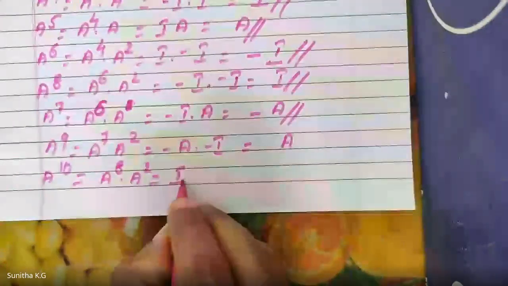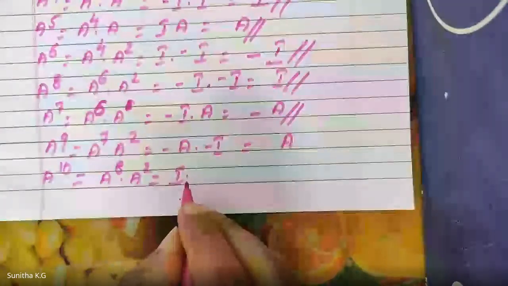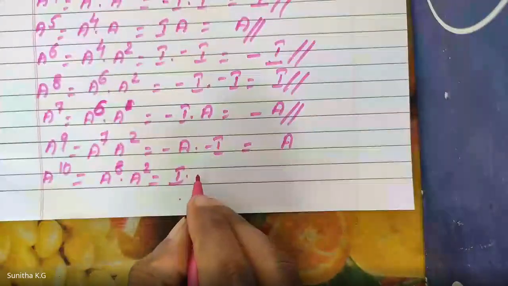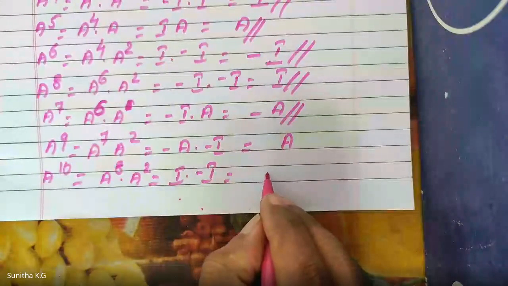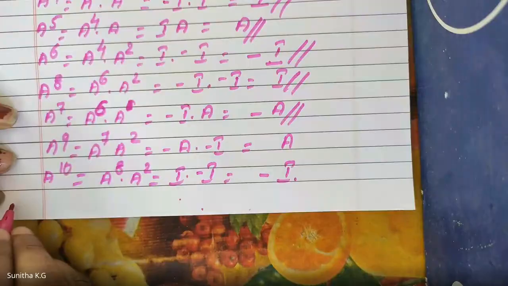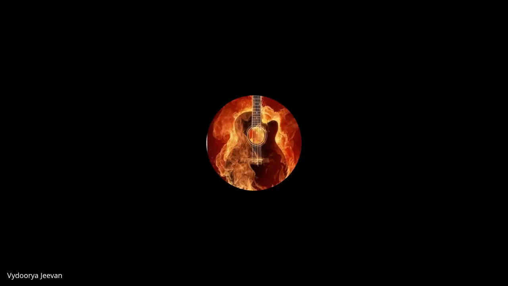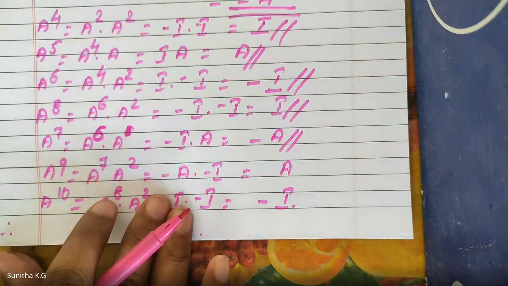Yes, teacher. What is A raised to 8 we have obtained? I into I, I into A square. A square is minus I. That's equal to minus I. So now we can substitute into our problem, right? Yes, teacher. Therefore, from here we can just add the values.